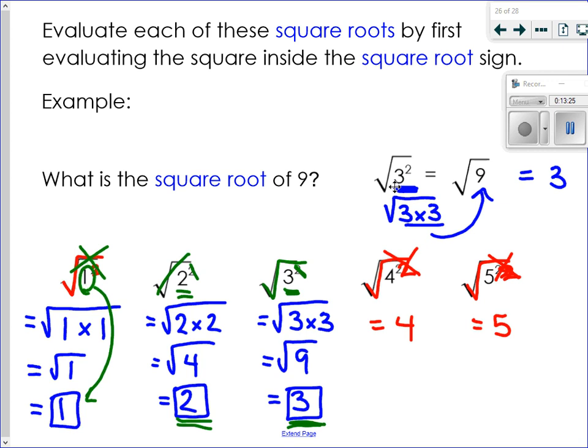So just like addition and subtraction are opposite operations and they will cancel each other out and get you back to what you started with, just like multiplication and division are opposite operations and they will get you back to what you started with, so will taking the square root of a number and squaring a number. They will get you back to the original number.